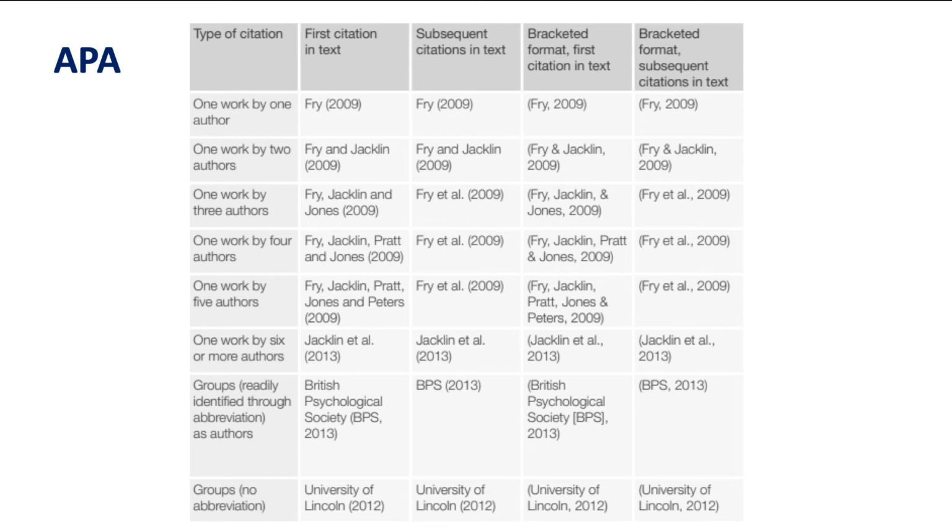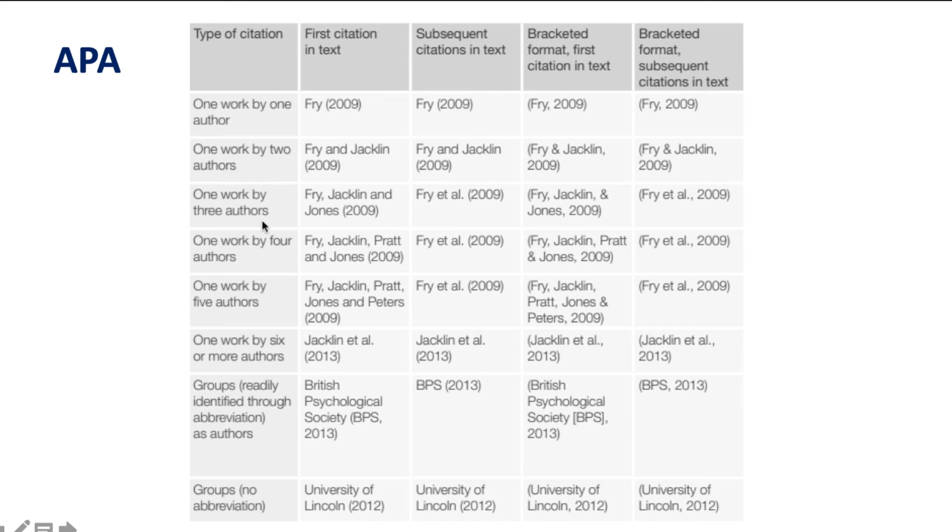There are conventions to follow depending on how many authors there are for a piece of work. So if you've got one work by one author, you always name that one author. One work by two authors, you can see here, first time you cite that, you use both of them, and you use both of them for every additional citation to that.